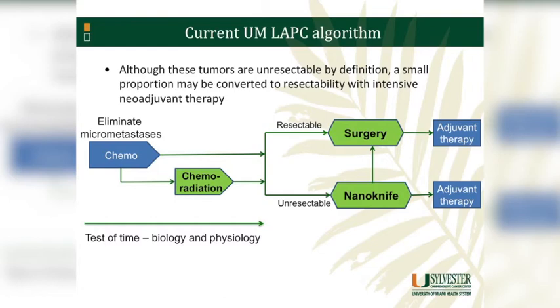We do chemotherapy first, again, to eliminate micrometastatic disease. This is theoretically what we're doing. And during the period of time when we're giving chemotherapy, we're testing the biology of the tumor. If the tumor responds well, that patient might benefit from surgery or something local. And the physiology of the patient, because if they fall apart after you give them chemo, then they probably would not be able to survive a pancreatectomy either.